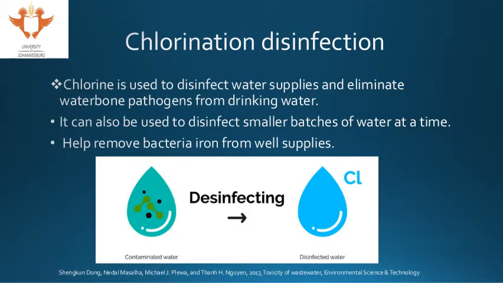The second disinfection method is chlorination. Chlorine is used by water treatment centers across the globe to disinfect water supplies and eliminate waterborne pathogens from drinking water. Chlorine can be easily added at large scales, carefully measured, and is a widely popular disinfection choice. It can also be used to disinfect smaller batches of water at a time and help remove bacteria from well supplies.